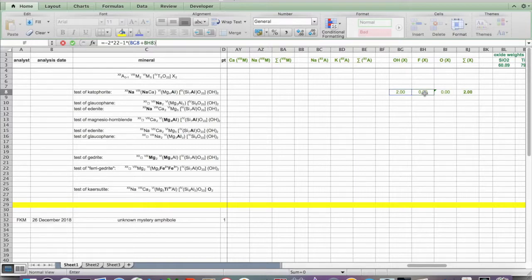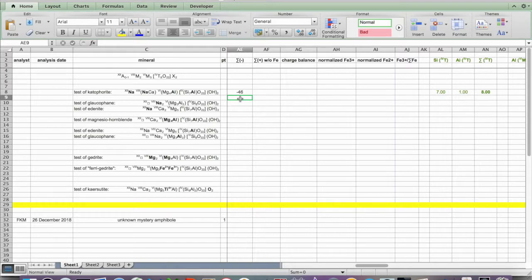But we also want to take into account the possibility of oxygen in the site, and so we are going to go -2 times the amount of oxygen in the site. If I hit return here, you'll see that in this case we do get a -46, and of course that's because there is no oxygen in the site. If I were to copy this formula down to some of these others, we'd probably see -46 as well, because we don't have any titanium in here that may put some oxygen into that OH site.